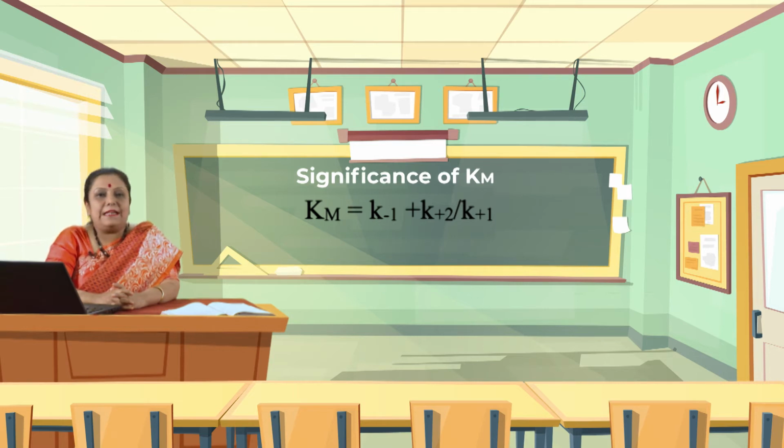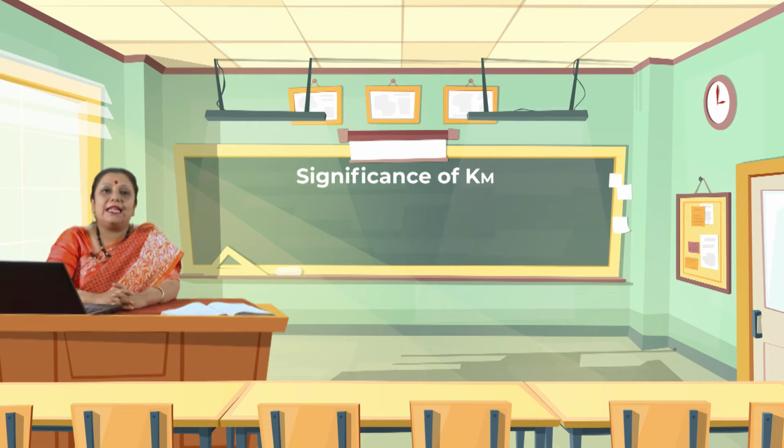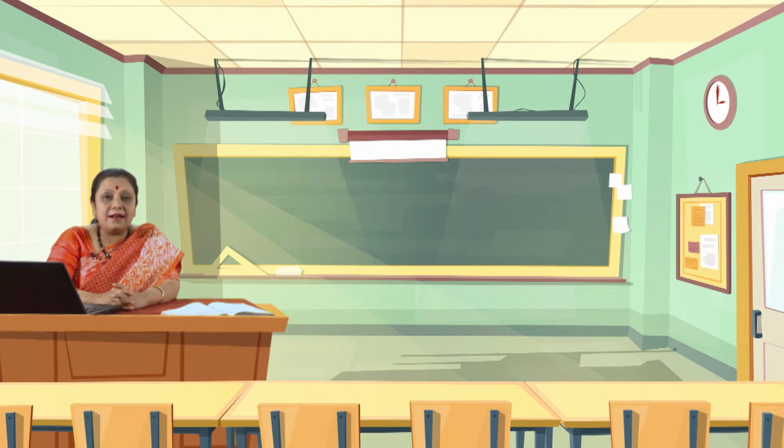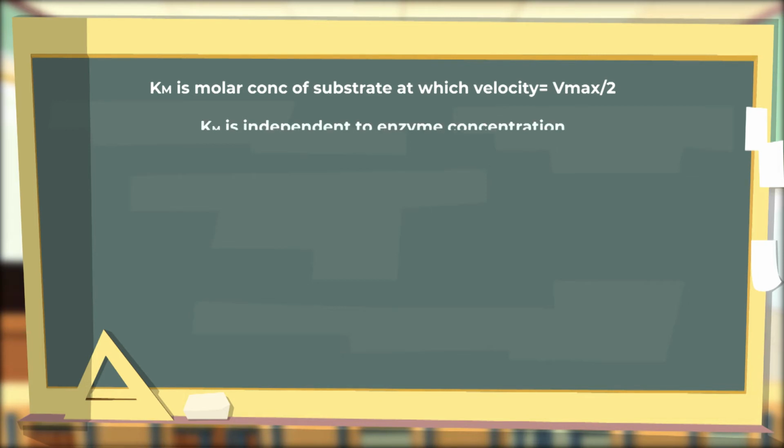Sometimes, if K plus 2 is very much less than K minus 1, then Km is equal to Ks, that is the binding constant or the dissociation constant of the ES complex. So, it is called the substrate constant. It designates the substrate affinity of a particular enzyme. If Km becomes higher, that means substrate affinity is lower, and vice versa. So, Km is the molar concentration of substrate at which velocity of the enzymatic reaction is half of maximum velocity.